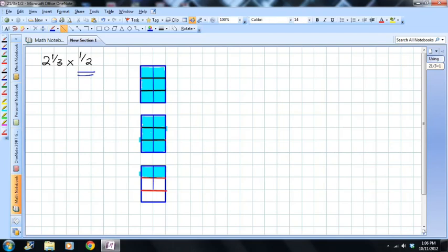Now, the second fraction is 1/2. So all the way down, I'm going to shade 1/2 of all of my rectangles. All right, so we're going to keep going down.